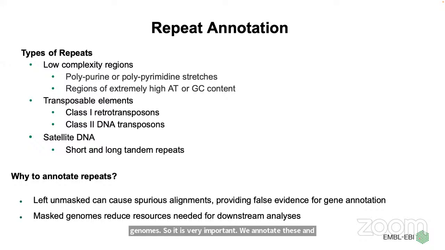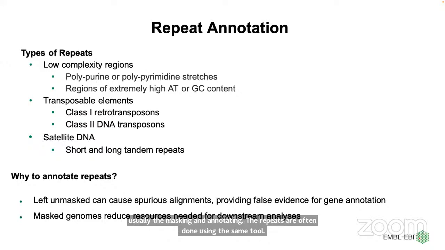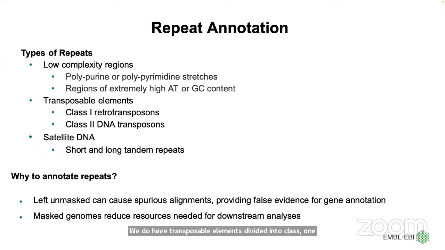And usually the masking and annotating of the repeats are often done using the same tool. There are different types of repeats which are present in a genome. The major ones are the low complexity regions like the polypurine or polypyrimidine stretches, or the regions of extremely high AT or GC content. We do have transposable elements divided into class 1 retrotransposons and class 2 DNA transposons, and satellite DNA covering the short and long tandem repeats.